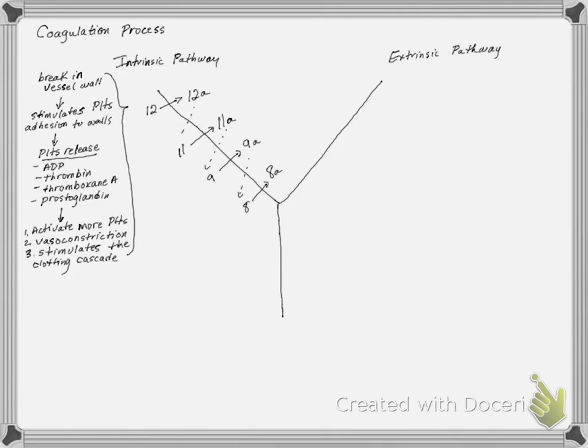Okay? Once 8 gets activated, it activates 10. Okay, so then 10 becomes activated, which then activates 5, which then activates 2. 2 is thrombin, by the way. So we'll put that here. And inactivated is prothrombin.